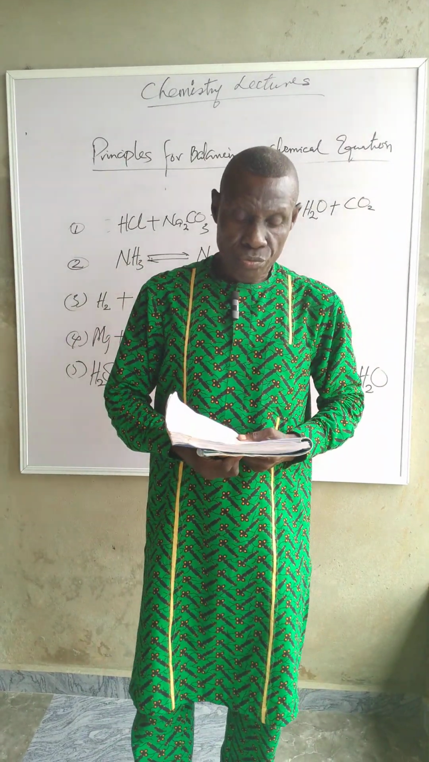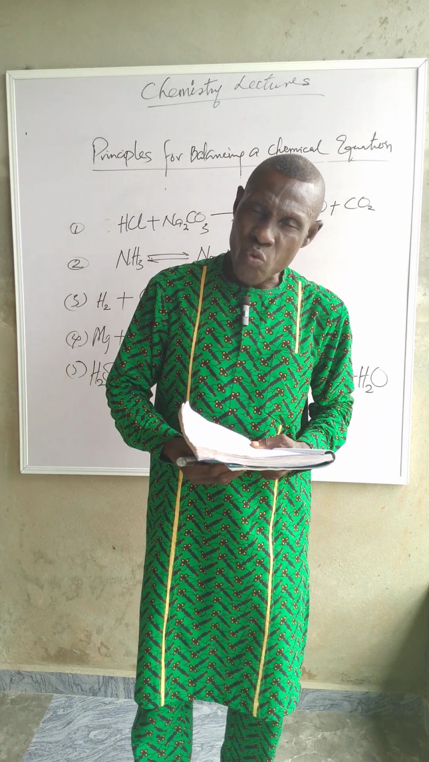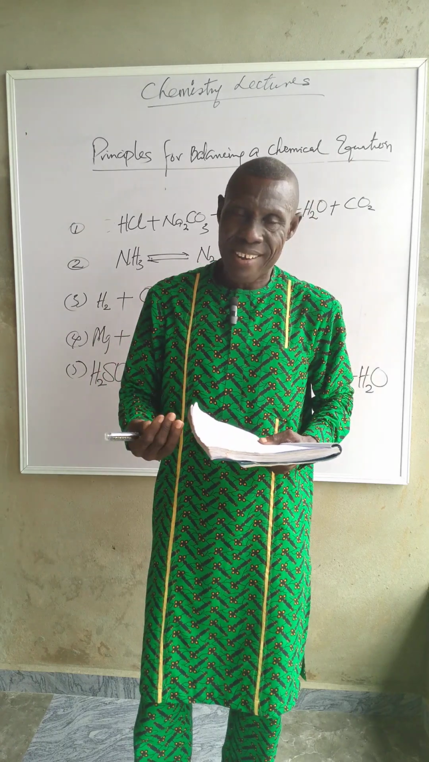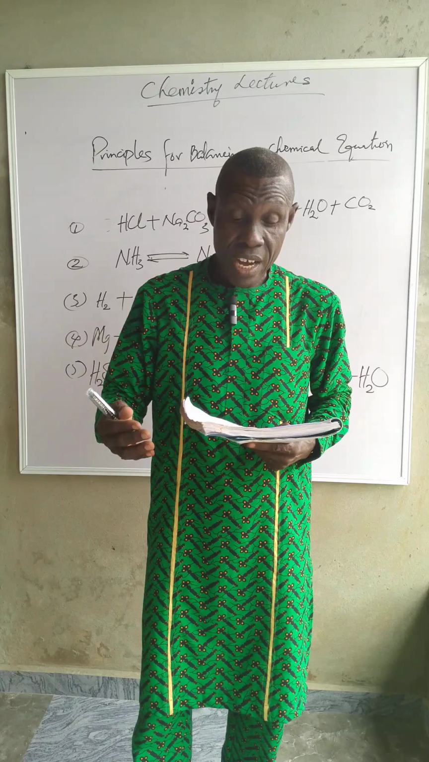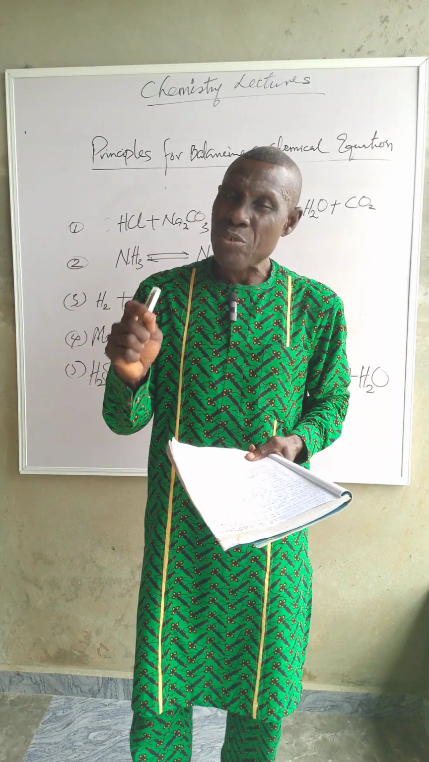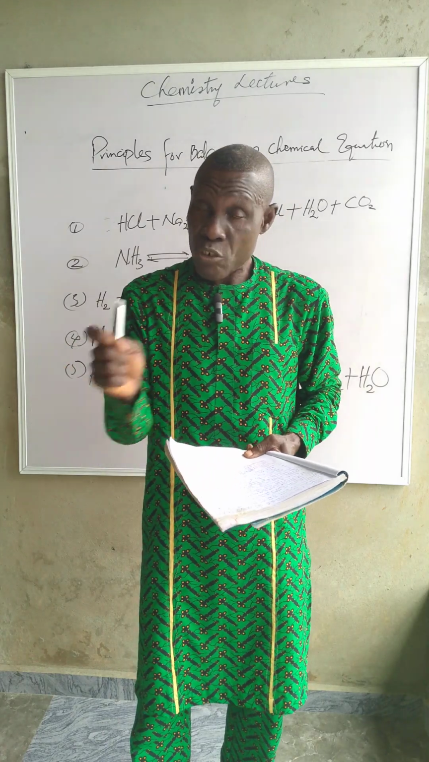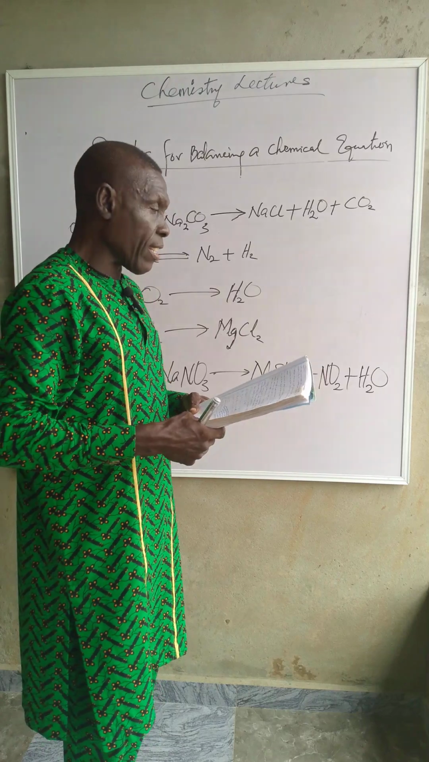Then number two, start balancing the equation from the lowest numeral. For example, 2, 3, 4, and above in that order. You will balance the equation using the lowest numeral, not 1, but from 2. So now look at the following examples here on the board.